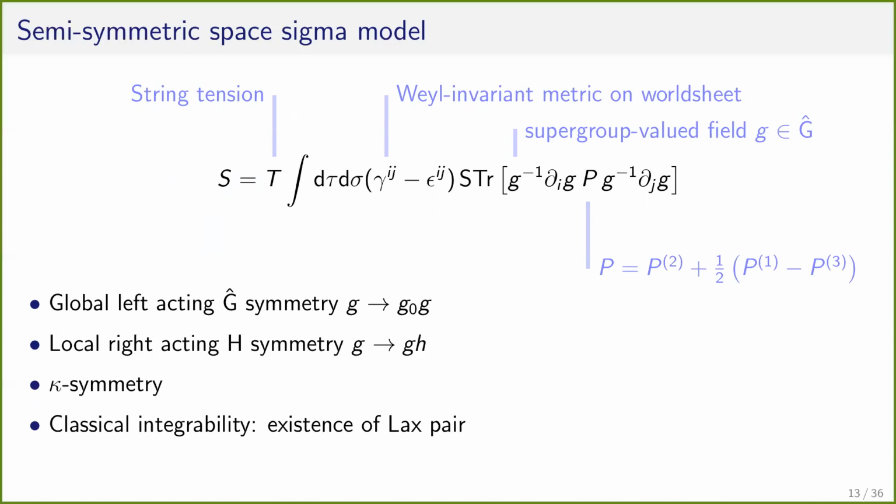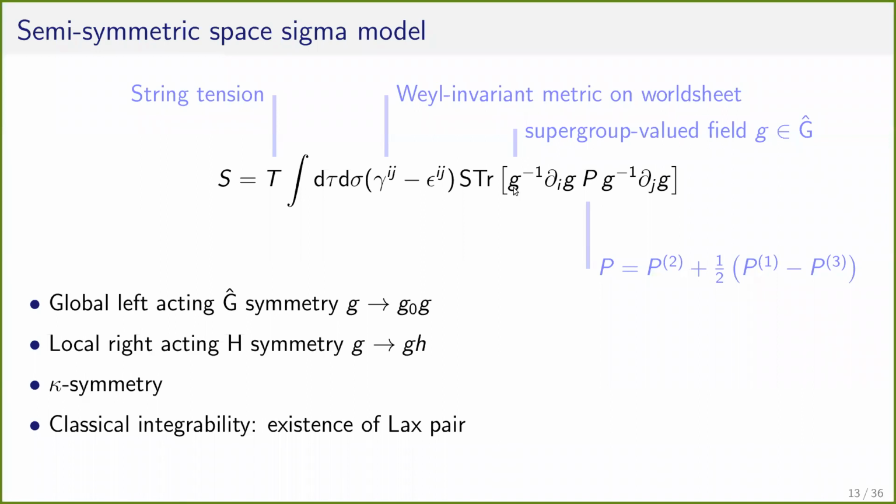So what are the different ingredients? You have an overall constant, which is the string tension T. Then you have the integration over the two-dimensional worldsheet coordinates tau and sigma. You have gamma^ij, which is the Weyl invariant metric on the worldsheet, and you have epsilon^ij, the antisymmetric tensor. And then the rest of the action is constructed out of the left-invariant Maurer-Cartan forms g^-1 dg, and you also have a projector here.